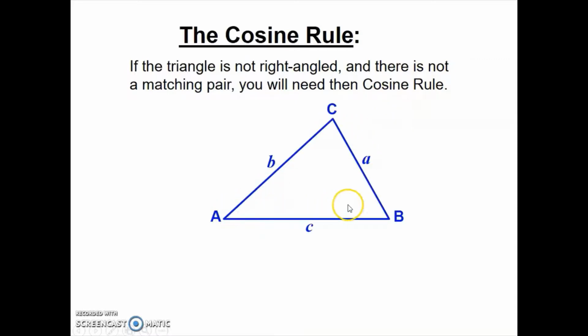We know we label the non-right angled triangle like this, with the capital letters being opposite their lowercase letters. Capitals are always placed on the angles, lowercase on the sides.